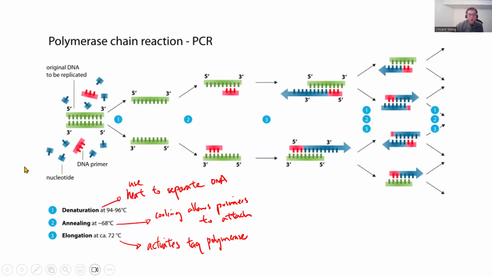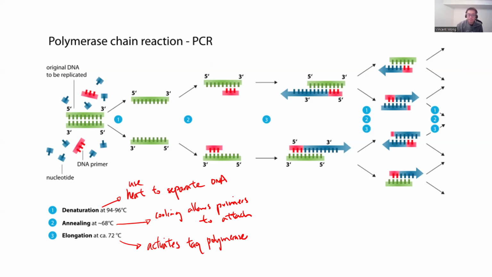So you put all of these in a tiny test tube. It's not big at all. It literally is this size. Okay, you put everything, all the ingredients, including the DNA that you want to clone, in here, and then you're going to heat it up to separate it, cool it off to allow the primers to bind, and then heat it a little bit to allow the copy. Now you have 2 copies, and then you repeat the process. Now you have 4 copies, and so on and so forth.